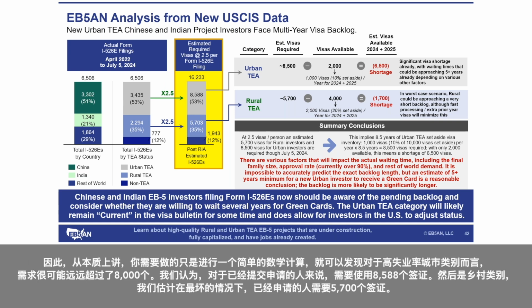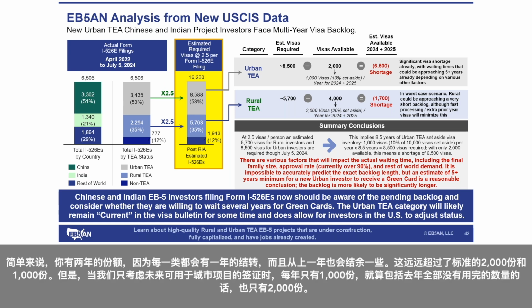So essentially, very simple math gets you to the point that for high unemployment urban, there's likely well over 8,000. We have 8,588 as the number of visas that will be required for people that have already applied. And for the rural category, we estimate at the worst case about 5,700 visas would be needed for those that have already applied. And very simply, you get 2 years because there's a rollover year for each of these, and there's a little bit of extra from the year before. It was well over the standard 2,000 and 1,000.